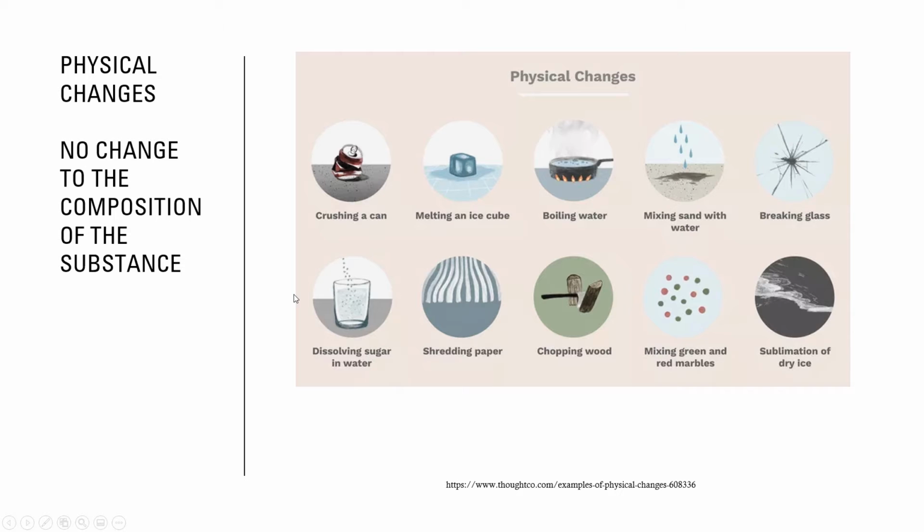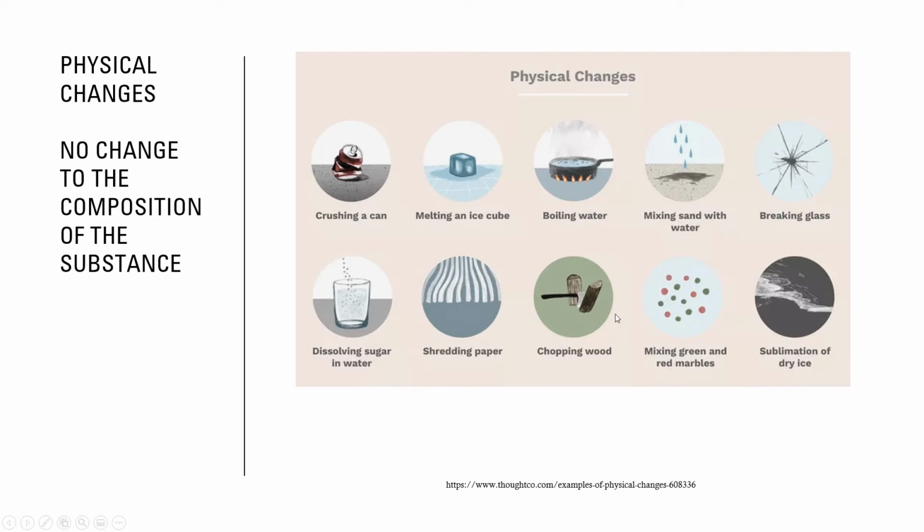The main thing to keep in mind is that for a physical change, there's no actual change to the composition of a substance. As an example, if I were to melt an ice cube or boil water, in both of these instances, the substance still remains water. It is still H2O. The chemicals that are present have not changed themselves.